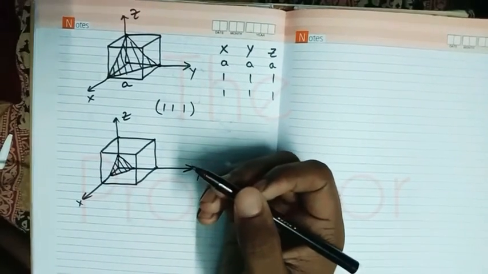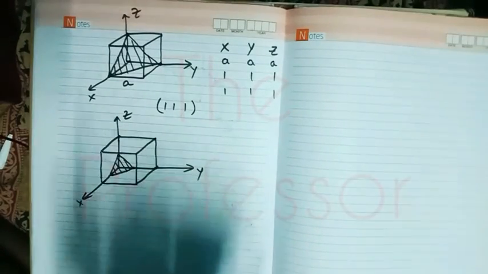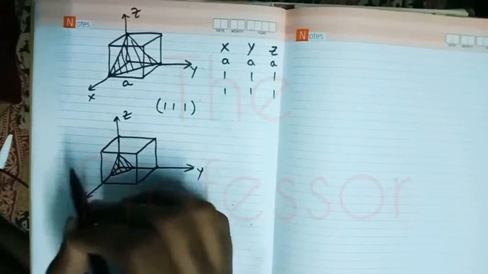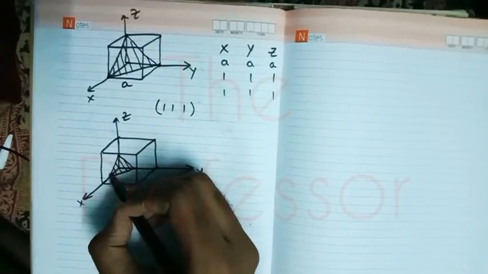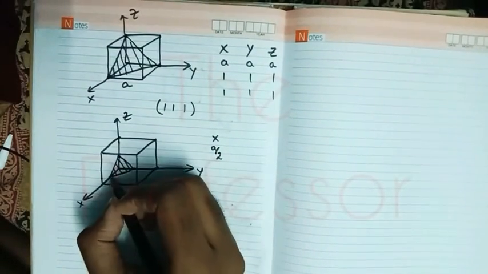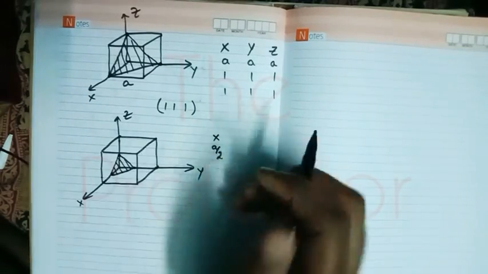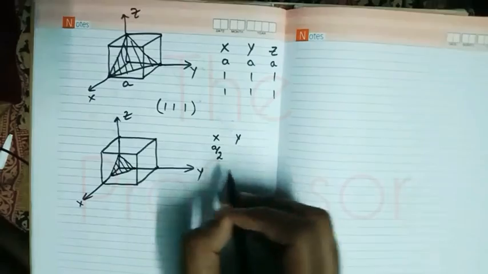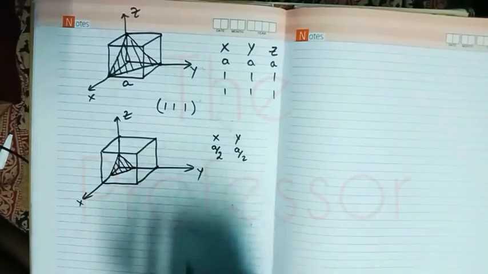So how can we do that? The first step is to find out the intercept made by this plane on x, y and z axis. How much intercept is this plane making on the x axis? It is equal to a by 2, because this point just lies at the middle of this edge. The intercept made by this plane on y axis is also equal to a by 2. The length from here to here is also equal to a by 2.